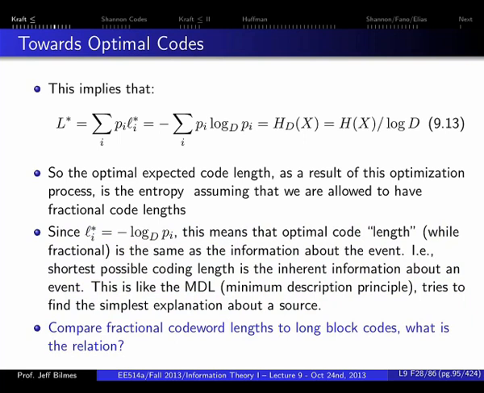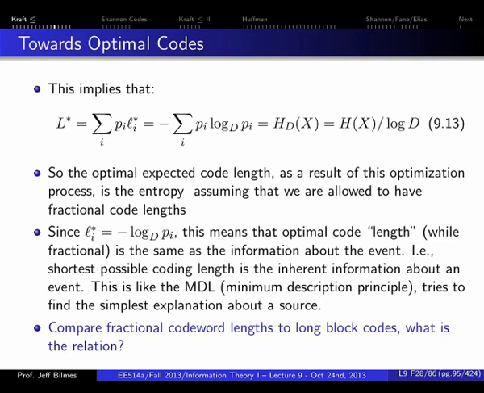Okay, so let me ask you a question. If we compare these fractional code lengths to long block codes, what's the relationship? We'll answer this in a few slides. But there's a relationship, because when we're coding one source symbol at a time, we get these optimal lengths, which are in units of fractional bits. We can't do that, so we have to do something integral. The actual integer programming problem is hard. We can't solve that, so we don't actually know what the optimal integral lengths are.